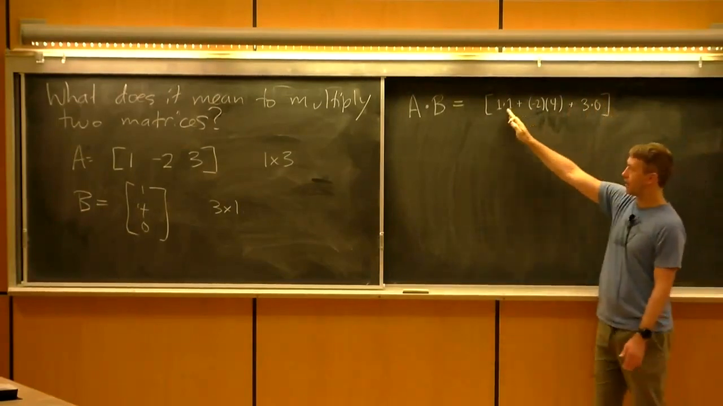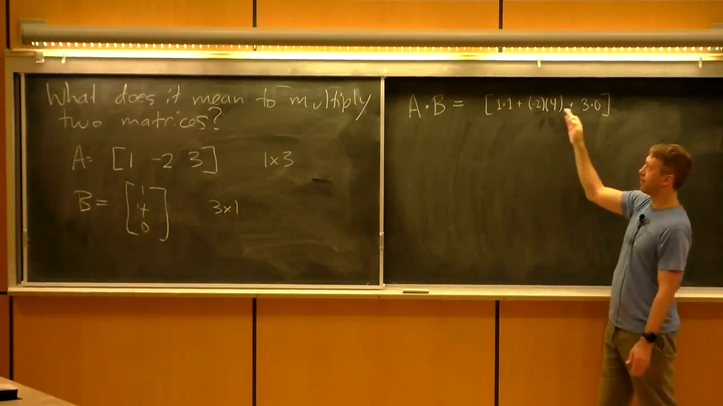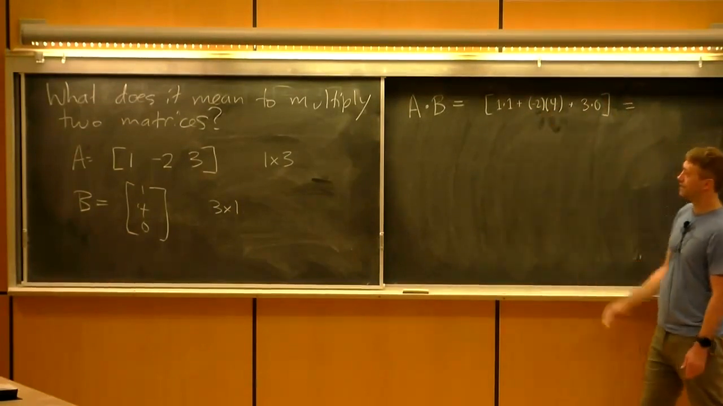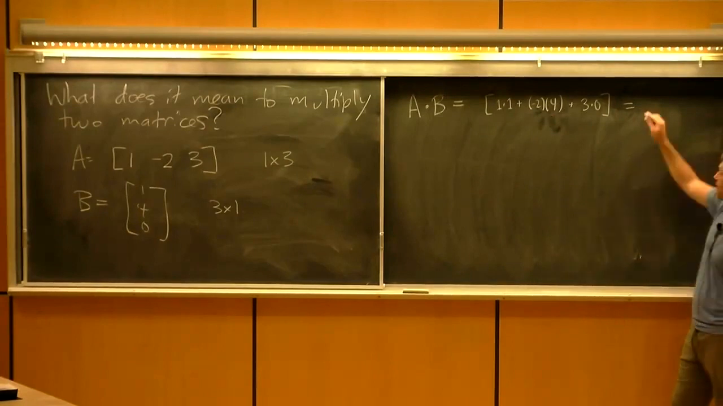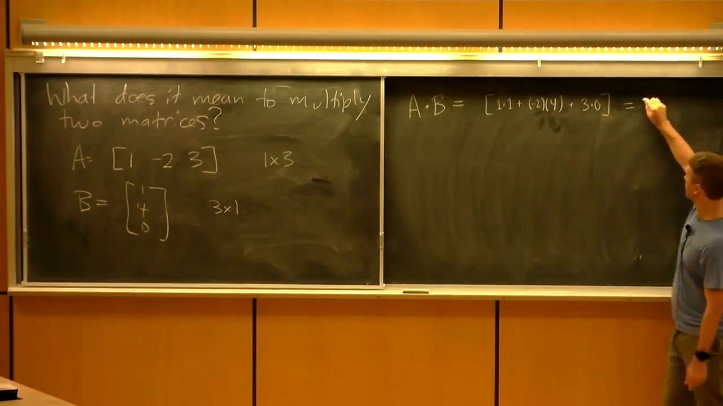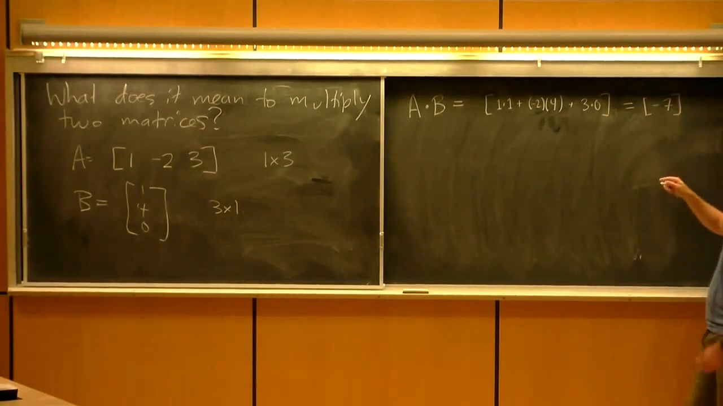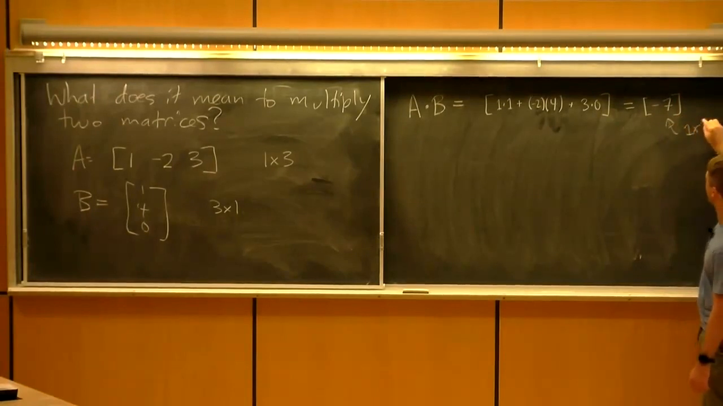So these are not separate entries. This is with a plus. So that's 1 minus 8, which is -7, plus 0. So the resulting matrix is this matrix, which is a 1 by 1 matrix.